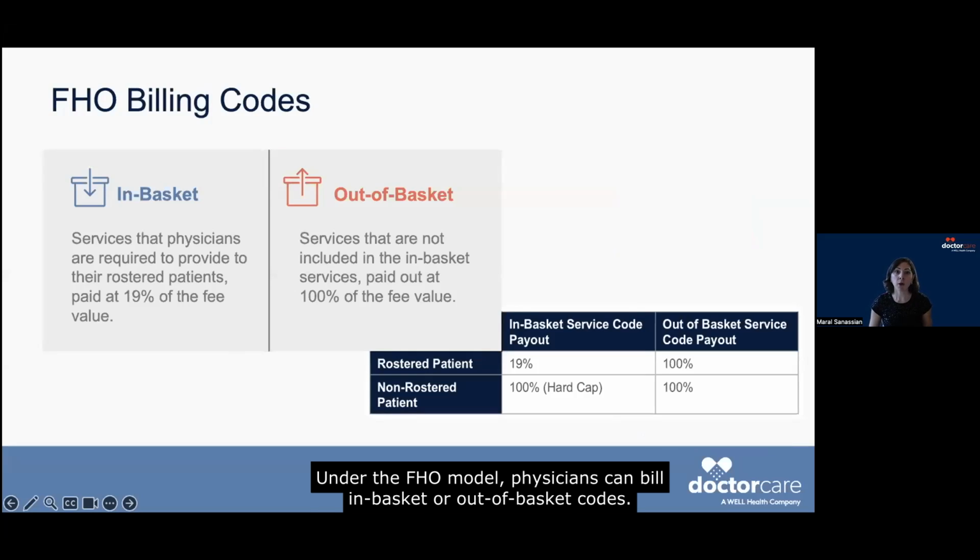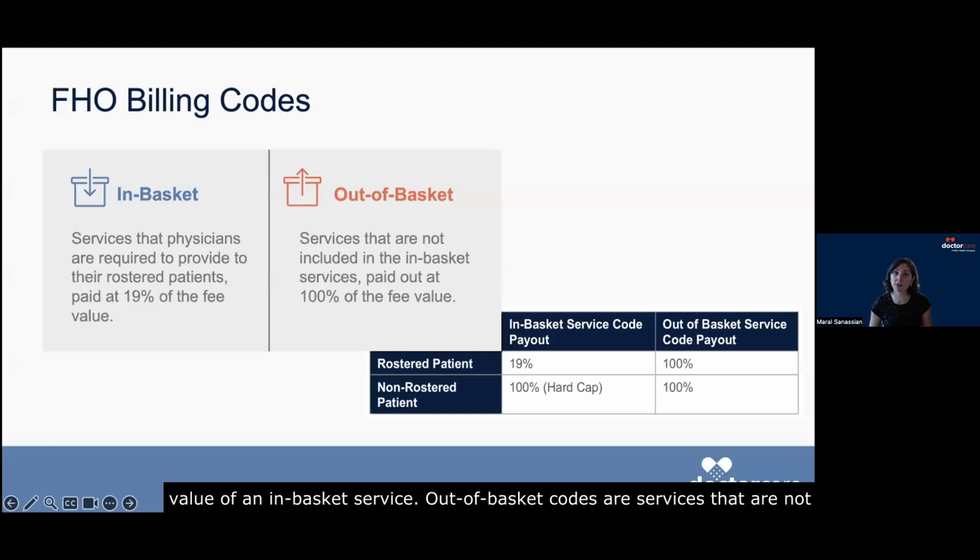Under the FHO model, physicians can bill in-basket or out-of-basket codes. In-basket codes include services that physicians are required to provide to their rostered patients. These include general assessments, minor assessments, consultations, counseling, and so on. Since physicians are paid through capitation for their rostered patients, they are paid 19% of the fee value of an in-basket service.